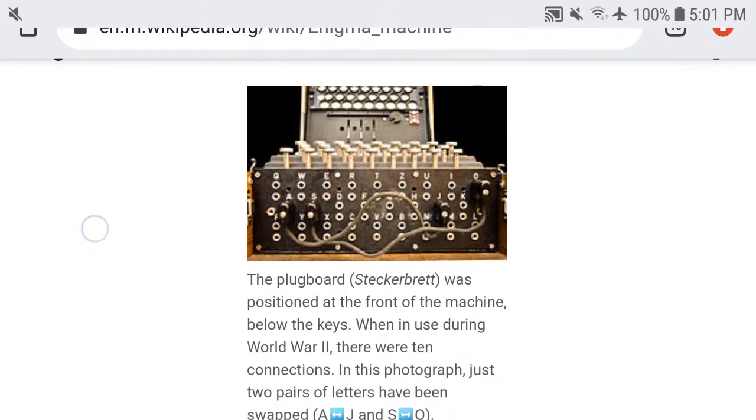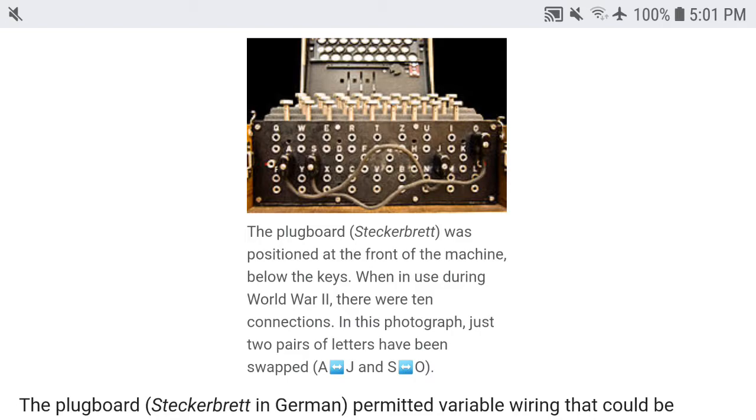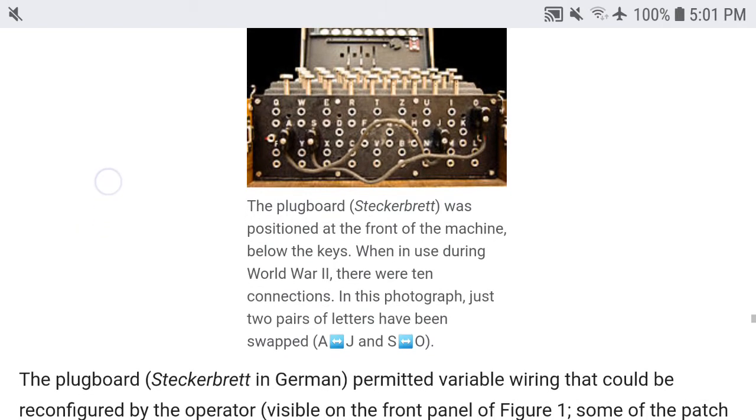Blackboard. Okay, so this is the one that has the cable, right? I guess A and J and S and O have been swapped, just two pairs. Oh, okay, so the blackboard is... there were 10 connections.